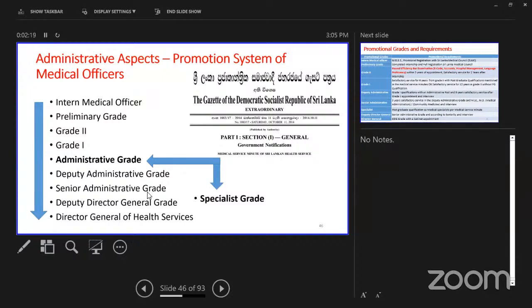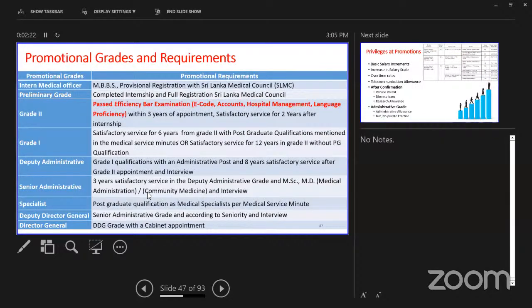Quickly, intern medical officer, as I've told you, MBBS with provisional registration with the Sri Lanka Medical Council. Preliminary grade medical officer, completed internship and full registration with the Sri Lanka Medical Council. That's why I told you the importance of maternity leave, because the preliminary grade date is the date where you get the full registration with the Sri Lanka Medical Council. So if the full registration is delayed, your preliminary grade date will also be delayed, and that's why you will be junior in your batch after the post-intern appointment.